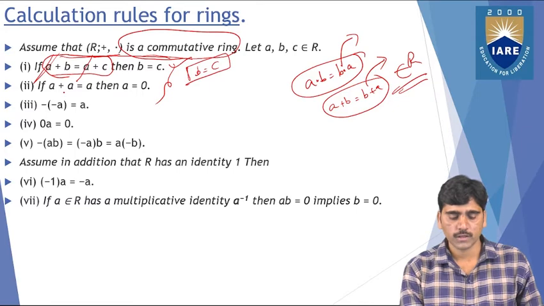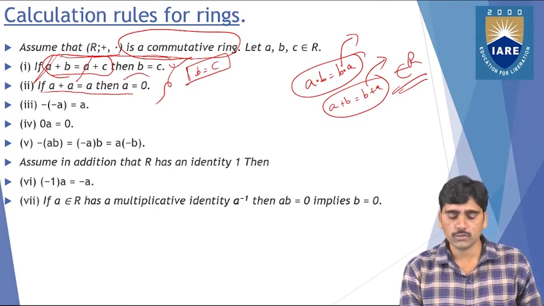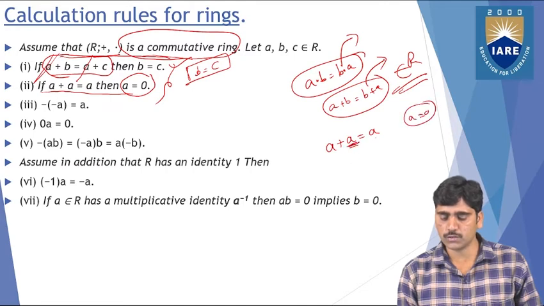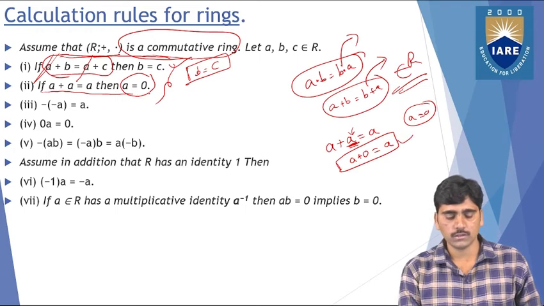And next, the second one is what? If a plus a equals a, then a equals 0. That means if you substitute 0 in the place of a, then what will you get? a plus 0 equals a. Obviously you will get this one only, right? So that is why you can say that.